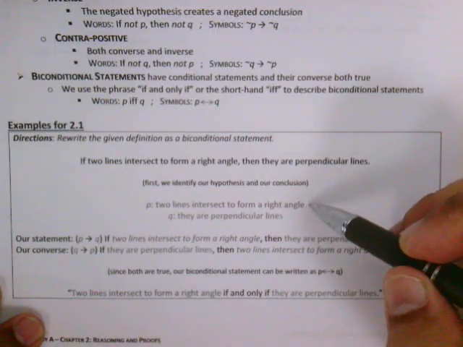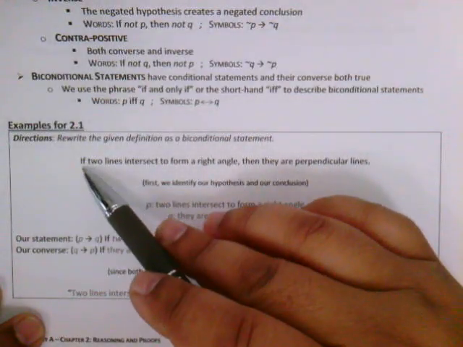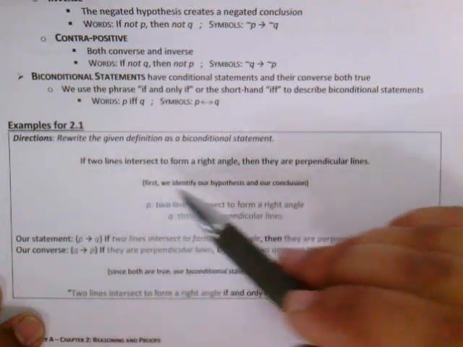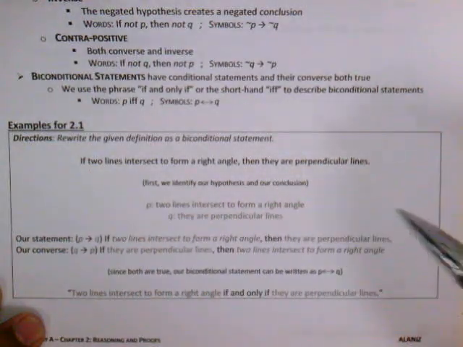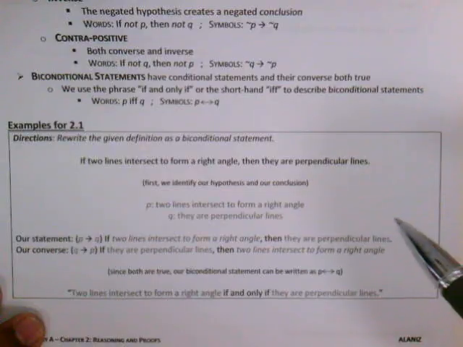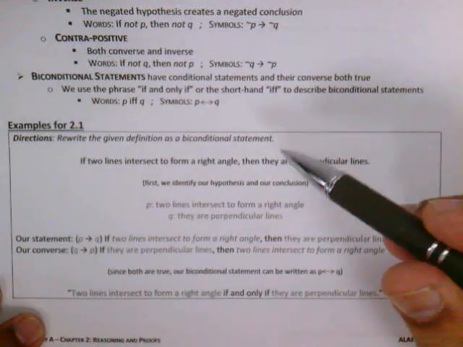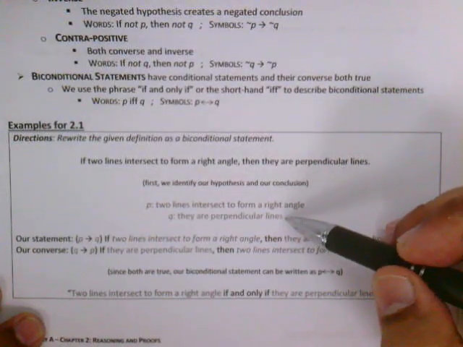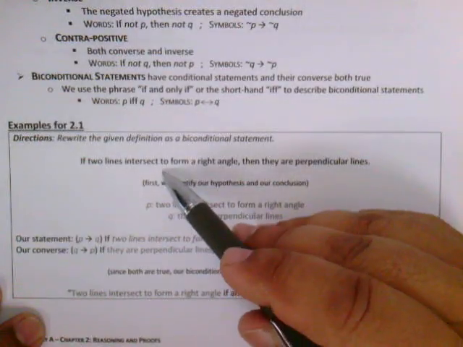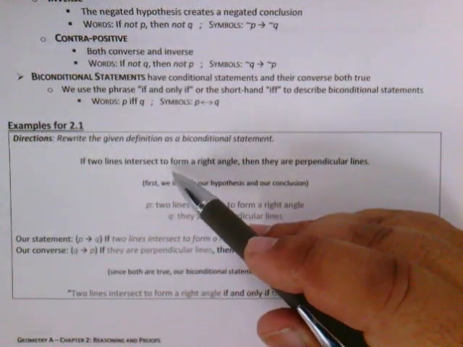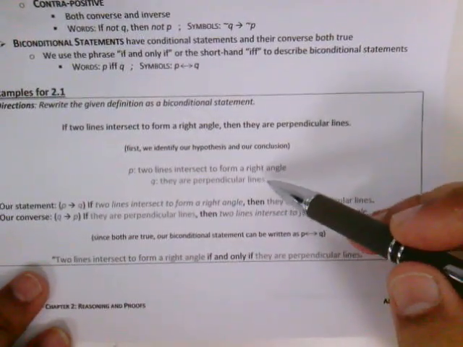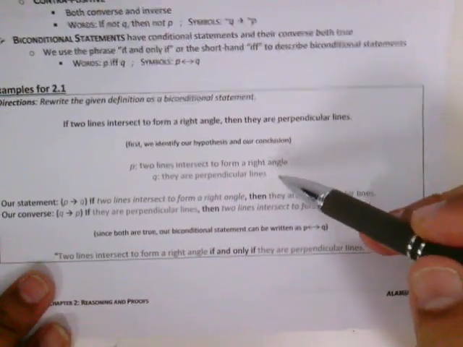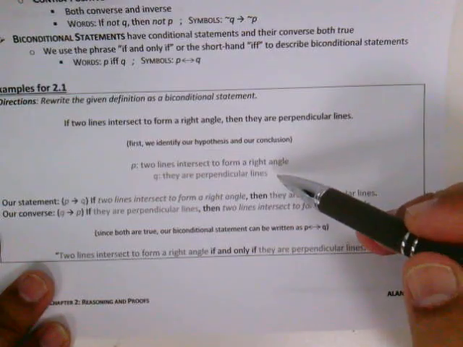Oftentimes we can find the hypothesis because we usually use the English word if right in front of it, because the word if already tells us there's an outcome that has not yet been reached. Q will be our conclusion because that's what happens if this P part happens. In other words, our conclusion is they are perpendicular lines.